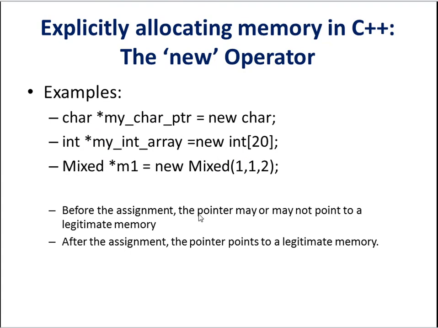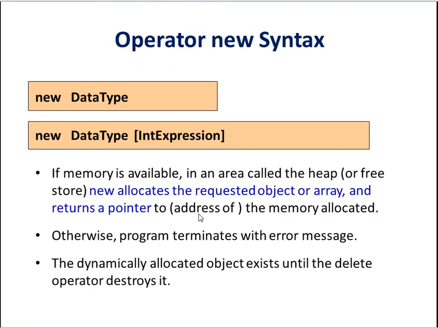Before assigning, the pointer may or may not point to legitimate memory. If you are not assigning that pointer to any legitimate memory, that pointer is of no use, or you have to assign the null pointer to avoid errors in a program. After the assignment, the pointer points to legitimate memory.